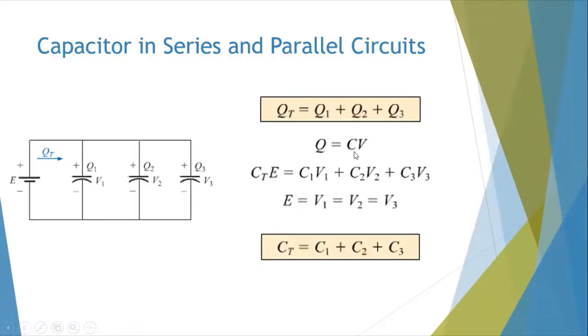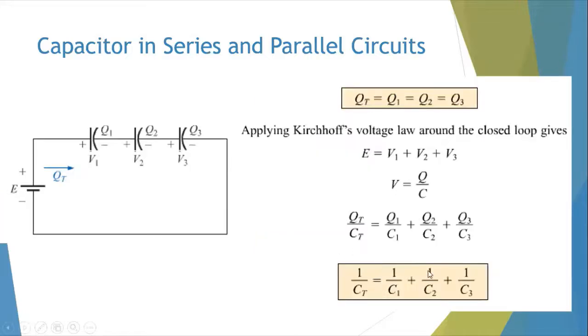If you apply a similar method, you're going to get this result. So total capacitance is the sum of the capacitances. Again, it's the opposite of what you would do for resistors. For resistors, when they are in parallel, you apply the other equation, this one.